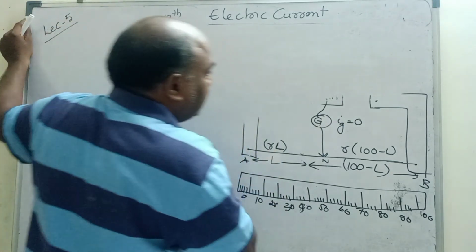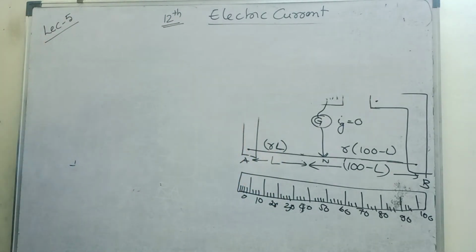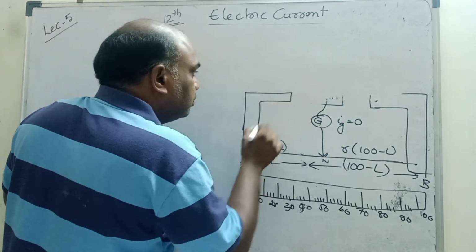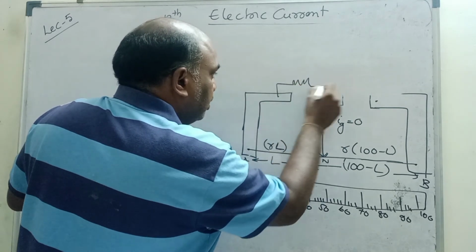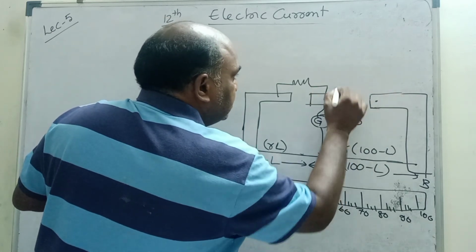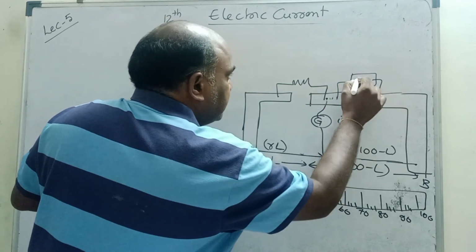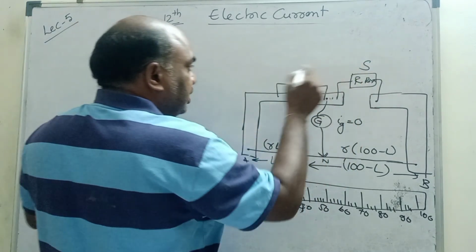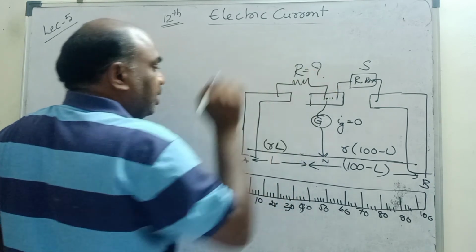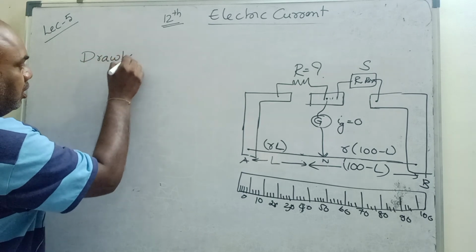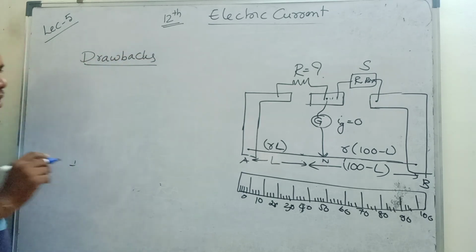Now, what are the drawbacks, what are the limitations of this meter bridge? See, children, this is the resistance box. The known resistance is S, and R is the unknown resistance. Now, see, children, the drawbacks or failures. Only two types of drawbacks are present.